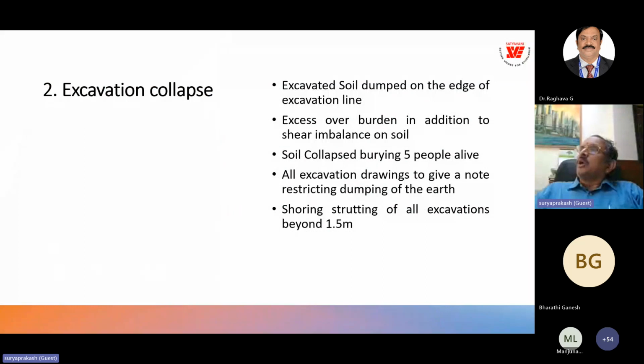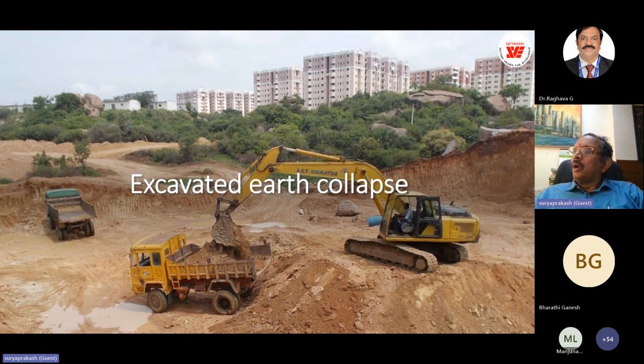Next is the excavated soil dumped on the edge of the excavation line. This is happening in most of the projects. In the drawings, we also specify excess overburden. By doing excavation for the foundation, we are already creating shear imbalance in the soil. By dumping the excess excavated soil on the edge of the excavation line, we are increasing the overburden pressure and causing the failure. So this is a very, very important point. We have to be cautious about the disposal of excavated soil.